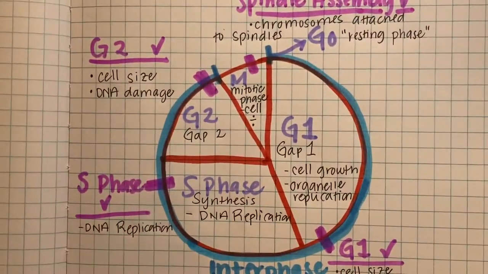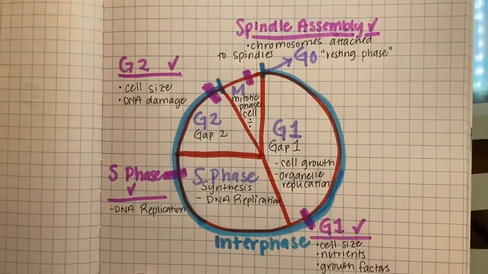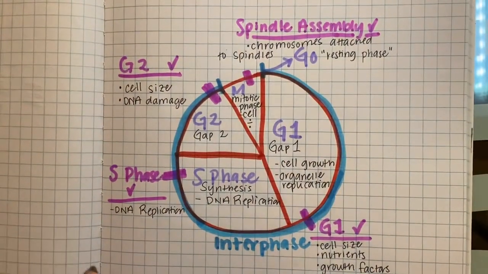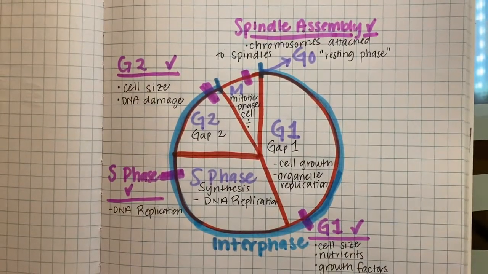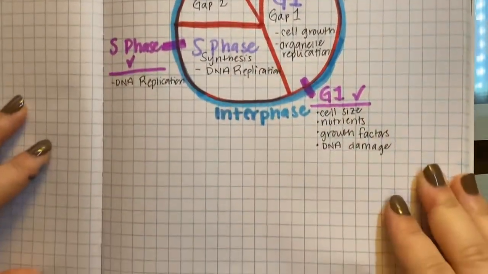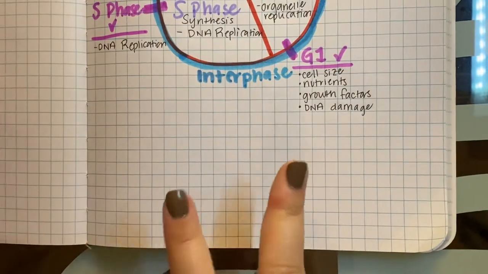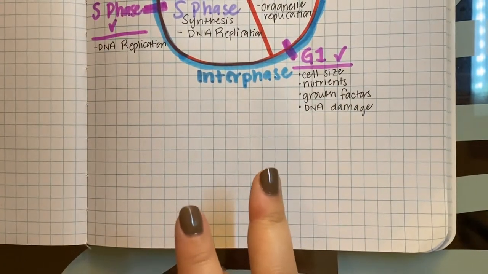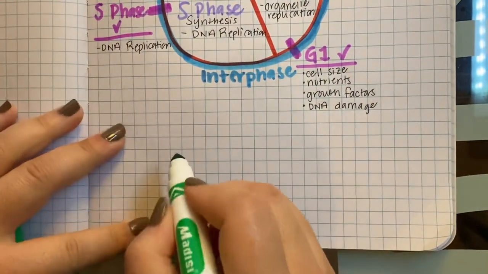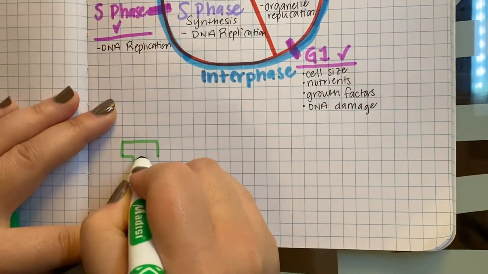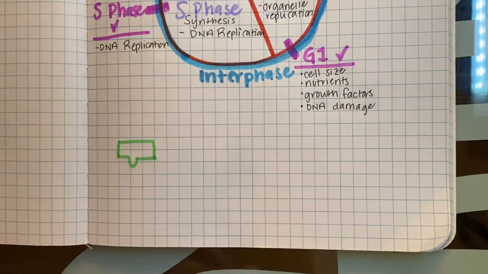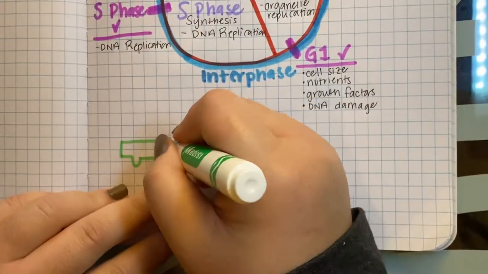Now, the way that these cells know that they're ready to get through a checkpoint is the production of certain proteins. So we're going to be down here on the bottom, working with two different proteins. The first protein, and let's just draw it shaped like this, little nub, cute. These proteins are known as cyclins.